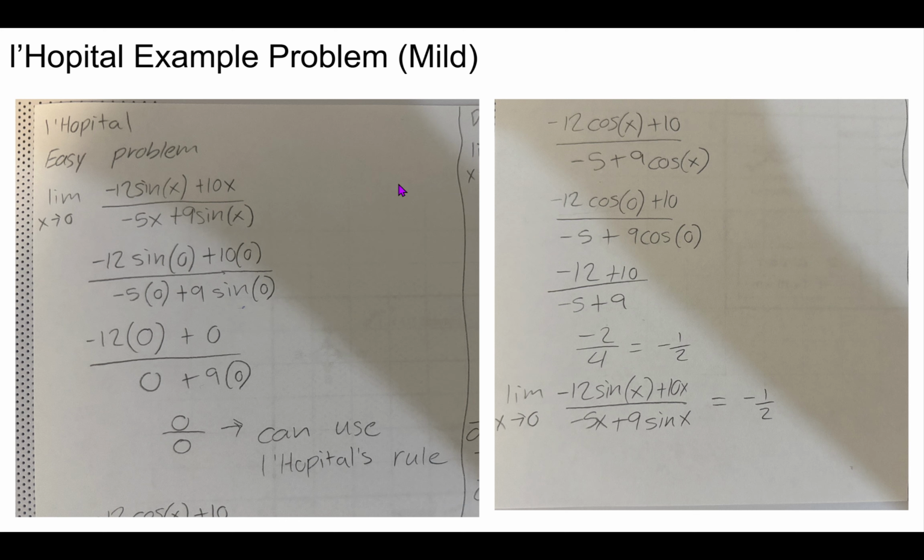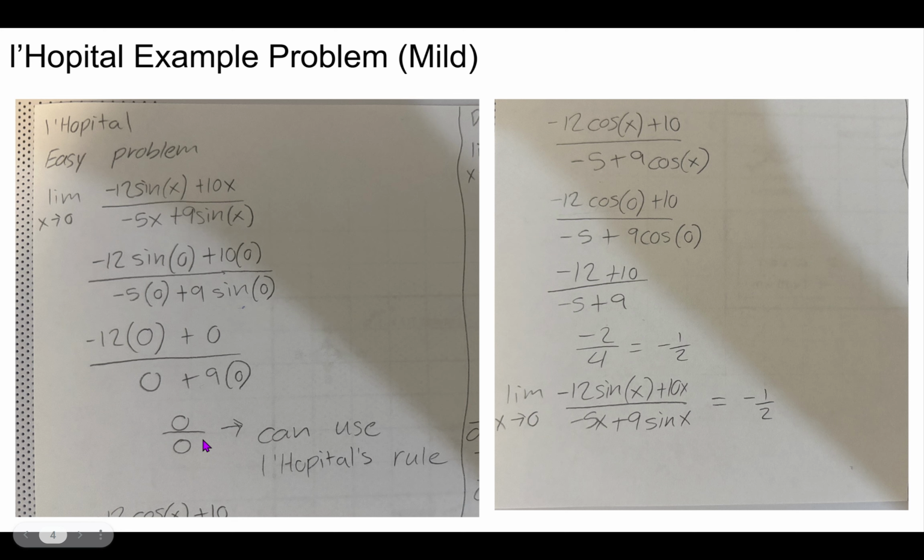So let's look at a mild problem. So say that we have, as the limit x reaches 0, negative 12 sine x plus 10x divided by negative 5x plus 9 sine x. So the first thought would be to plug in 0 to get an answer. So we plug in 0 for x here in the numerator, and here in the denominator. And then after some arithmetic and simplifying, we find that this answer gives us 0 over 0.